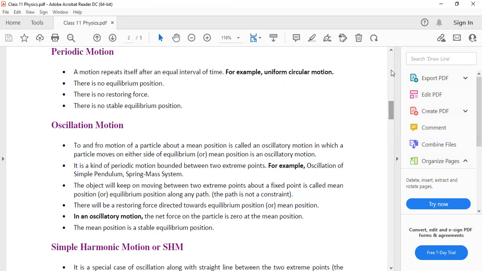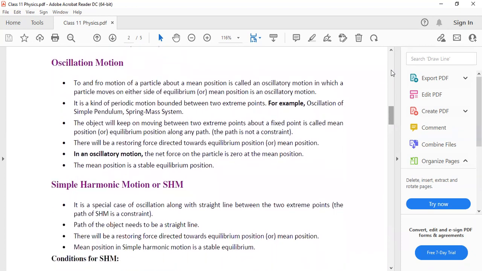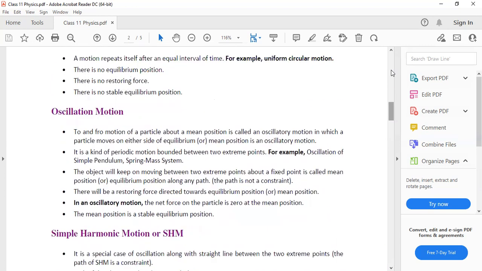That is called the mean position or the equilibrium position. Along any path that is not constant, there will be a restoring force directed towards the equilibrium position, the mean position. So in an oscillatory motion, the net force on the particle is zero at the mean position, and the mean position is a stable equilibrium position.